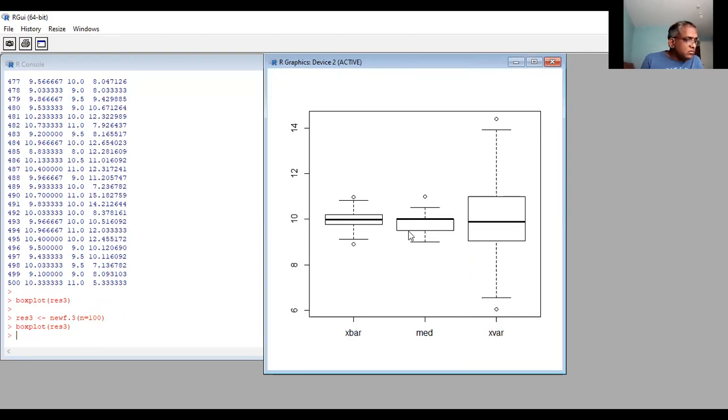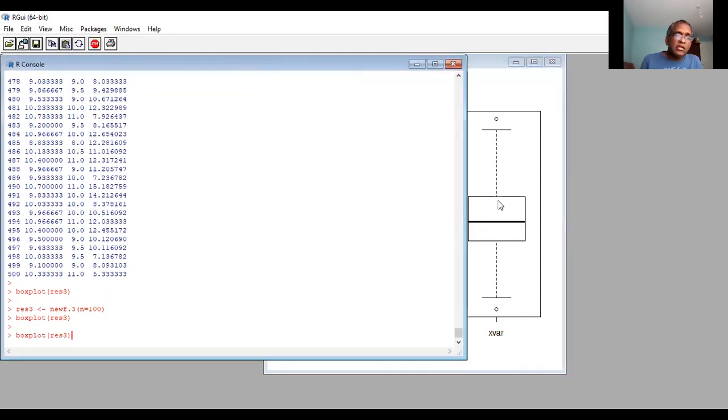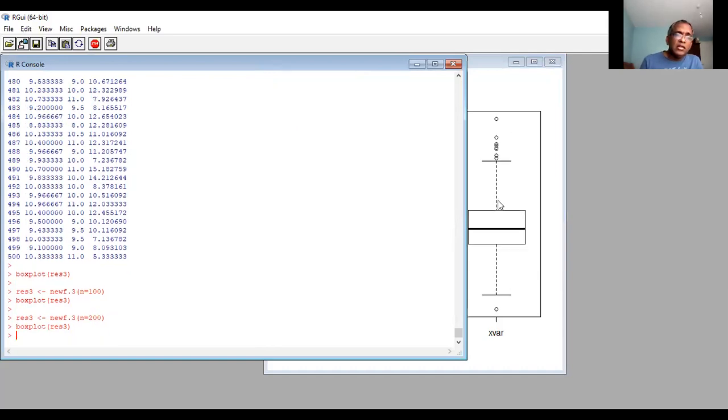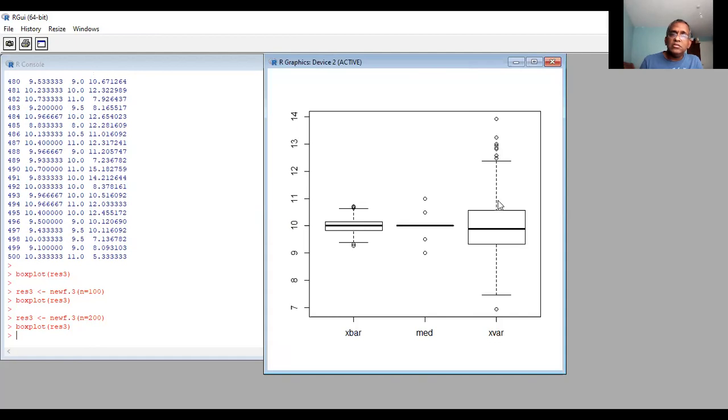Now you see this. It's a similar story, right? Similar story here. Again, the variability is largest for the third box, but the variability of the first two boxes is similar, right? And finally, suppose you choose n to be 200 and then do a box plot. This is what you see here.